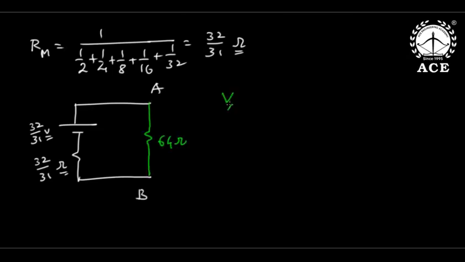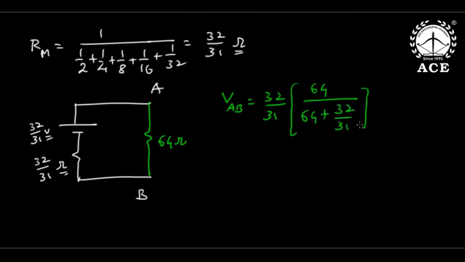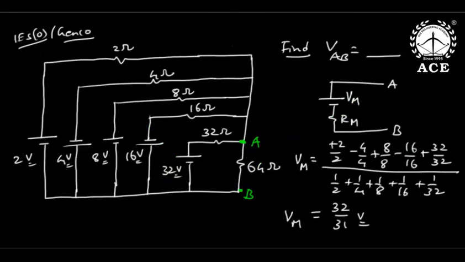Now this VAB, by the voltage division rule, will be total voltage into same by sum. If you simplify, VAB will be 64 by 63 volts. No calculator, NASA, this theorem will help. You may say, sir, why can't I do nodal? You try, sir. If you do nodal, you take LCM, it will be a headache. I'm telling you, but Millman's form is the fastest.